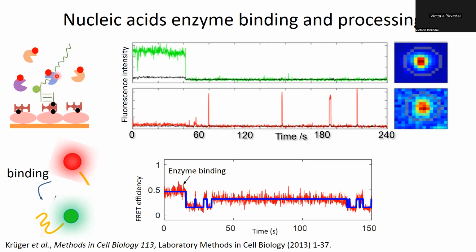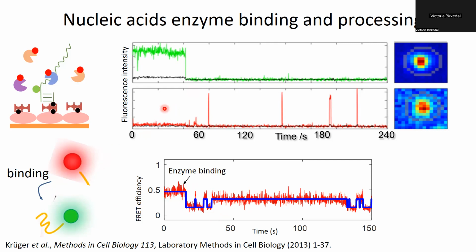This one we label the enzyme and DNA, so we just see the binding. And this one we just label the DNA, and we see processing. I don't understand the figure down there. Yes, this one is just to show that there's binding.